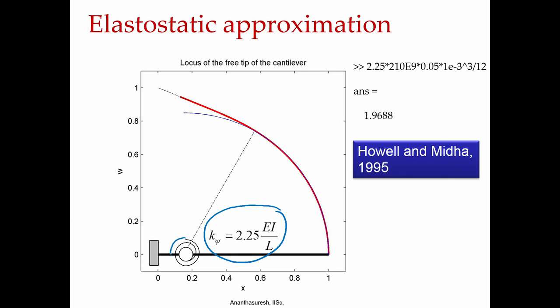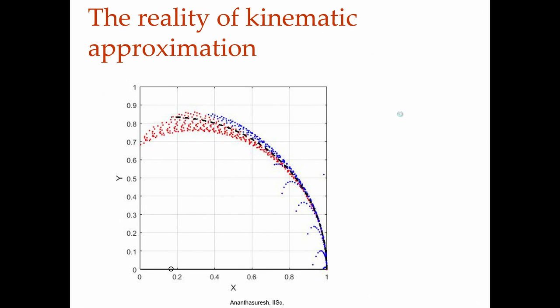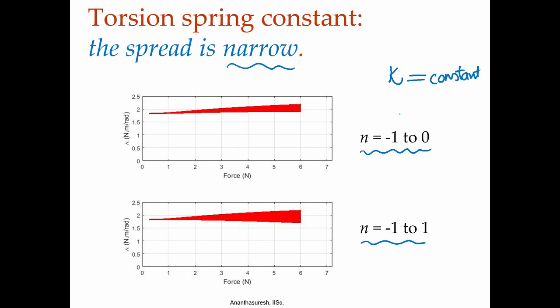When I put that 2.25 E and then I here, I took 5 centimeters and then 1 millimeter, BD cube by 12, I got 1.9688, and that was very close. If you see, let us go back. If you see, it was very close. This is 2 Newton meter per radian, and it was there.